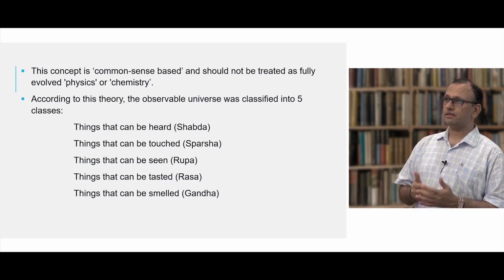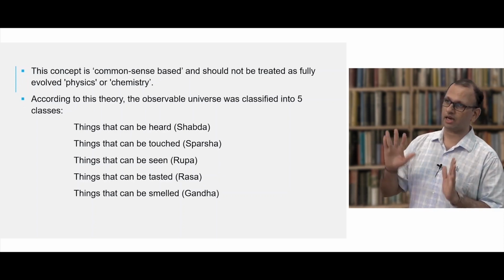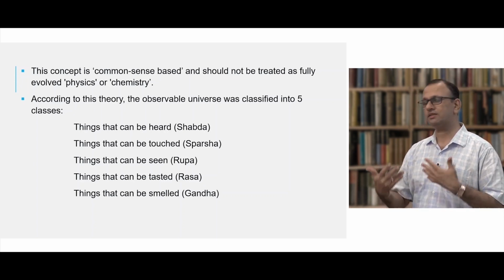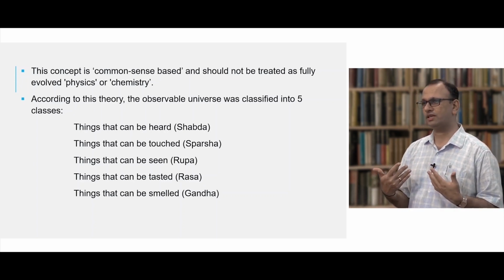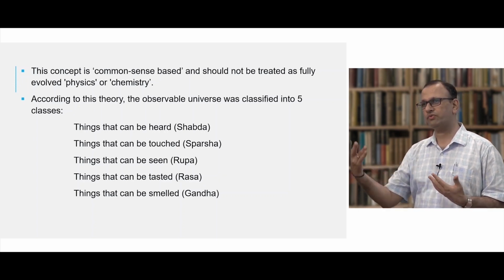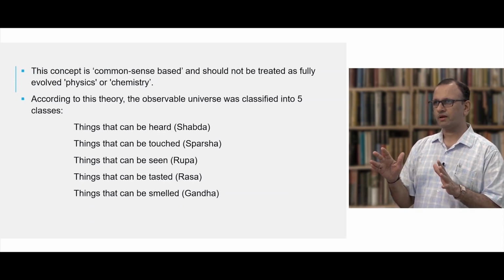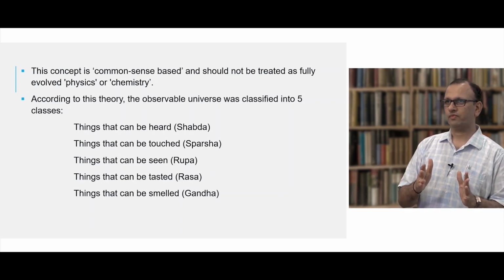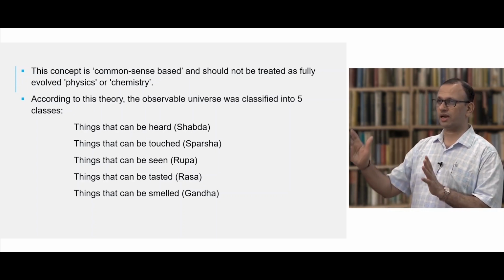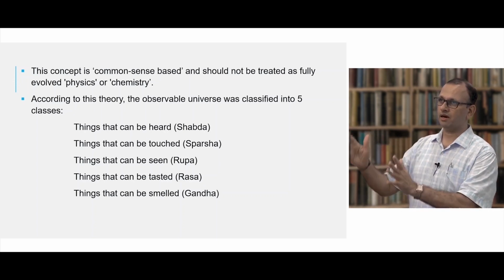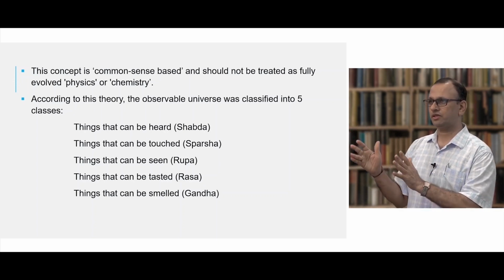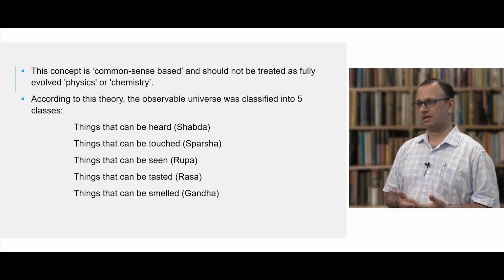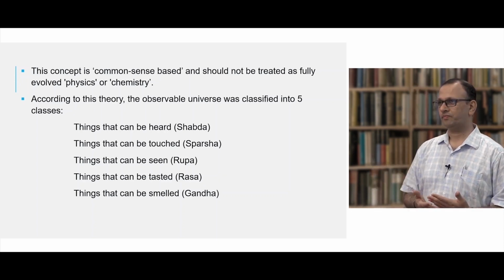According to this theory, the entire observable universe was classified into five classes, and this classification is based on the five different sensory organs that we have. We are equipped with five sensory organs, and hence we can perceive only five different sensations, roughly, of course. So things that can be heard comprised one class, that is shabda. Things that can be touched, sparsha. Things that can be seen, rupa. Things that can be tasted, rasa. Things that can be smelled, gandha.